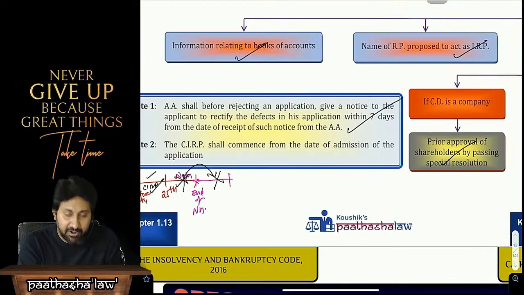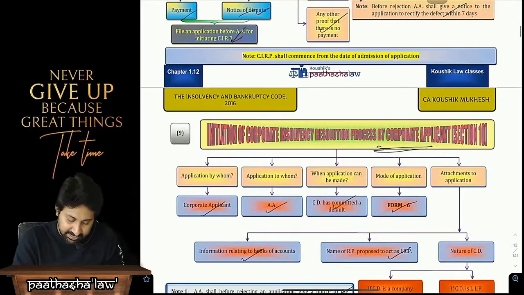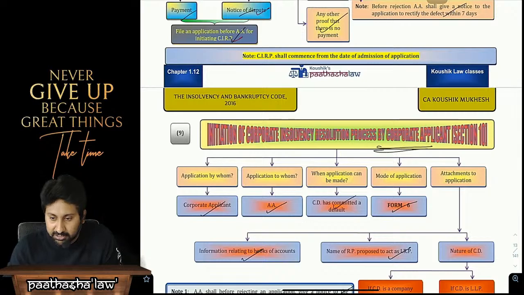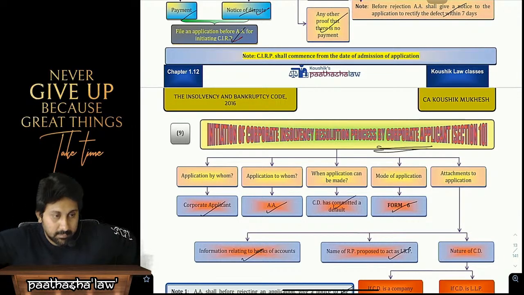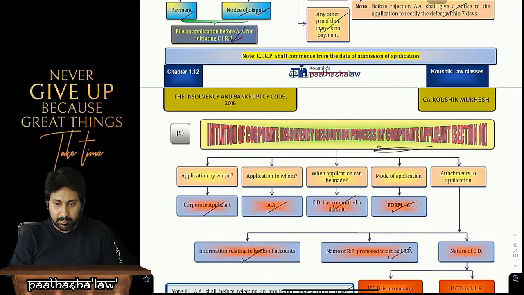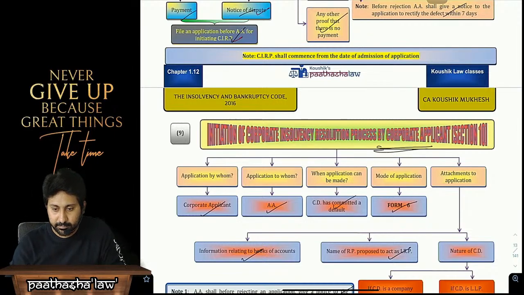If there is any defect, it will be rectified within 7 days. The date on which the application is admitted will be taken as the date of admission of the petition of CIRP. We have now completed sections 7, 8, 9 and 10. Hope everyone understood the concept clearly. We completed section 1 to section 10. One part is completed. Hope everyone understood the concept clearly?